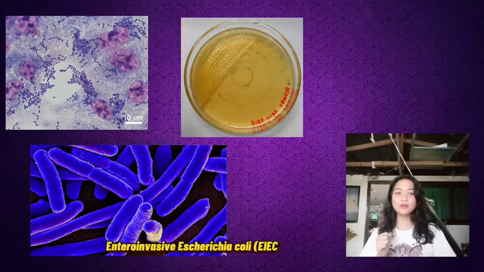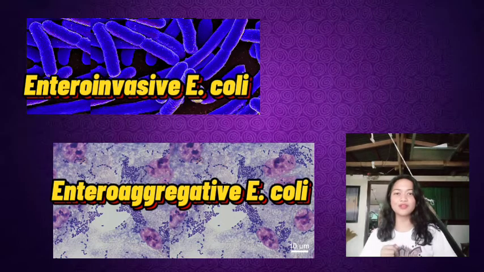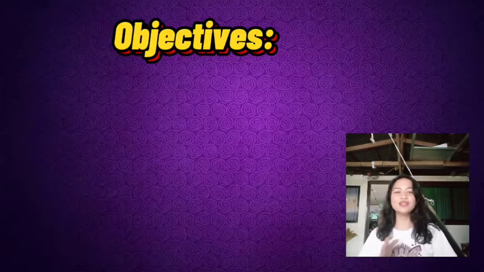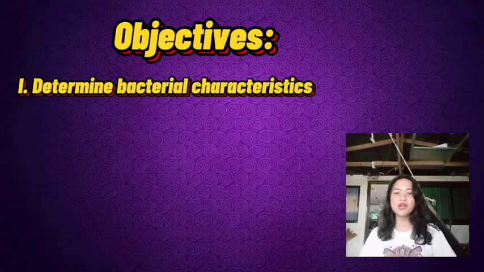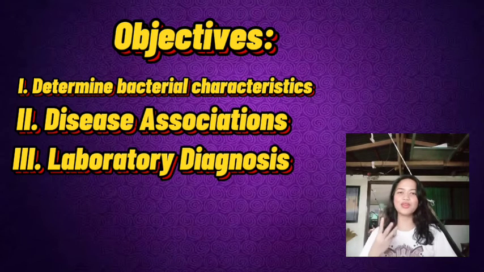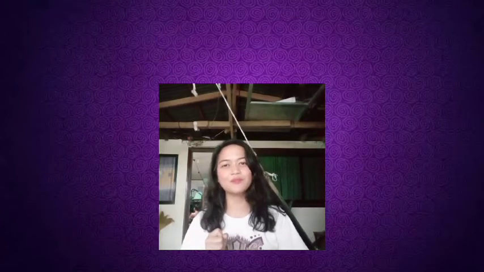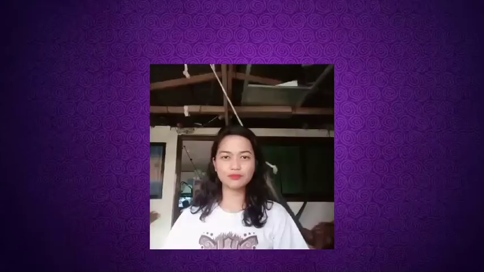So we will talk about the always exciting topic of Escherichia coli subtypes, particularly enteroinvasive and enteroaggressive E. coli. Our lesson's objective for today is to determine their general bacterial characteristics, disease association, and laboratory diagnosis. But before we jump to the two subtypes, I'm going to give you some short background about the E. coli bacteria. Let's go!